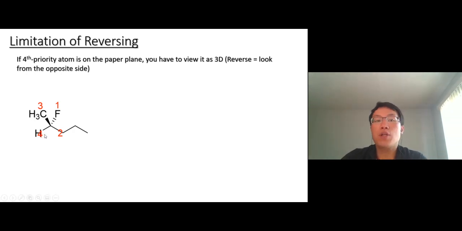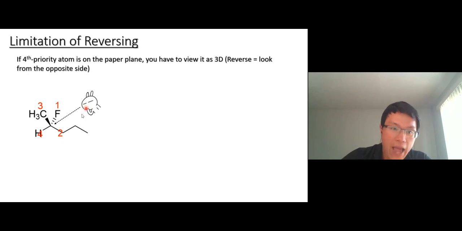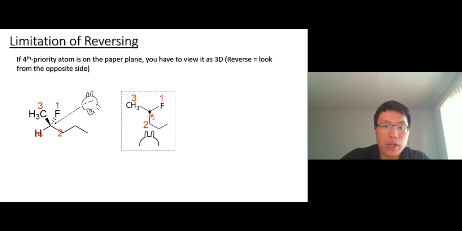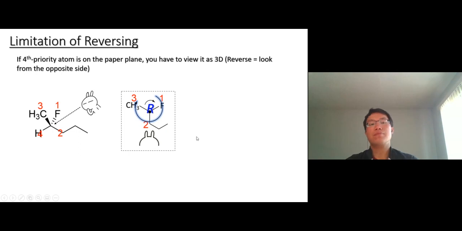In this case, you have to look at this molecule as a 3D structure. That's the only thing you can do. So you have to look from this angle, with the hydrogen pointing away from you. If you look at this angle, fluorine is going to be on the right side, the methyl group on the left side, and the propyl group at the bottom. So fluorine on the right side, methyl on the left side, and the propyl group at the bottom. 1, 2, and 3. This gets an R. Here we go. All right.